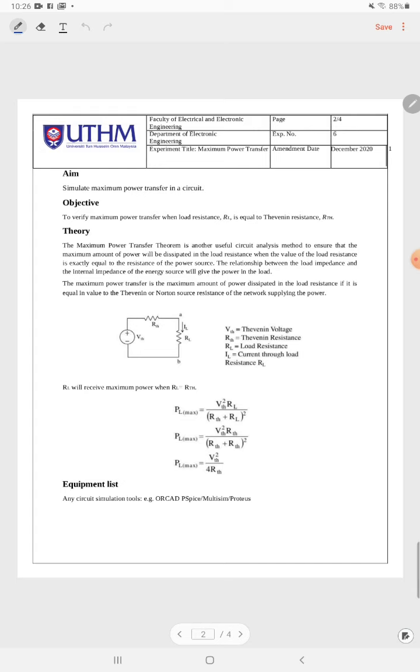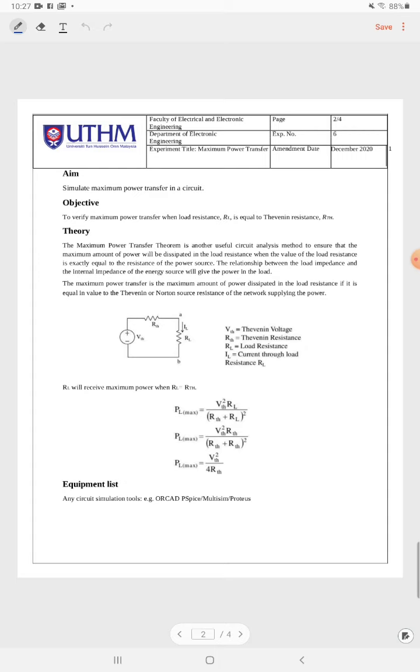So the aim is actually to simulate maximum power transfer in a circuit. The objective for this lab experiment is to verify maximum power transfer when load resistance RL is equal to Thevenin resistance RTH. So therefore, we are using Thevenin theorem for this lab.